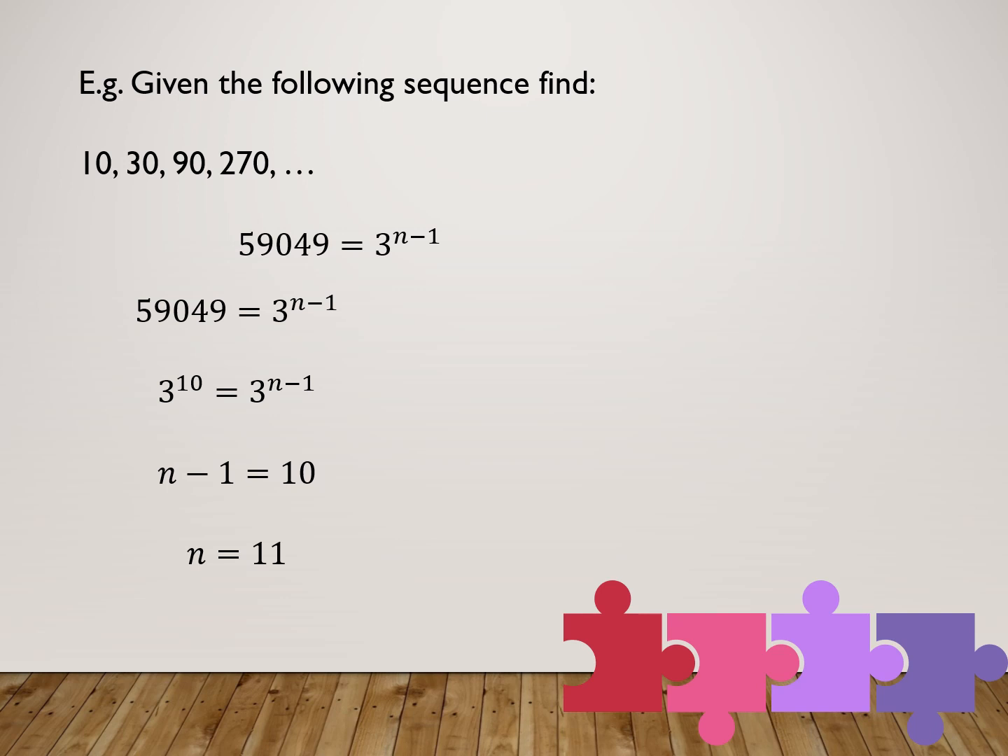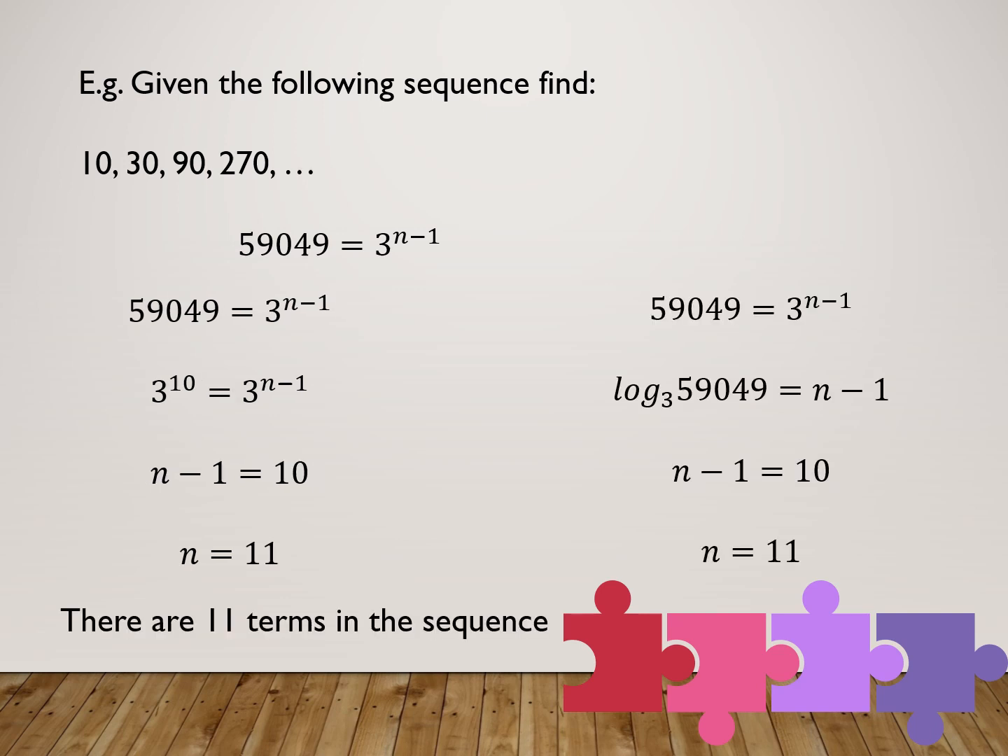Hopefully you understand that because we've got a base, we don't have to guess, and hopefully you remembered that we could have used logarithms. So in using logarithms, since the base is 3, the left-hand side becomes log base 3 of 59,049 equals n minus 1. If you put that in your calculator, log base 3, you get 10, add the 1, you get 11. So there are 11 terms in the sequence.